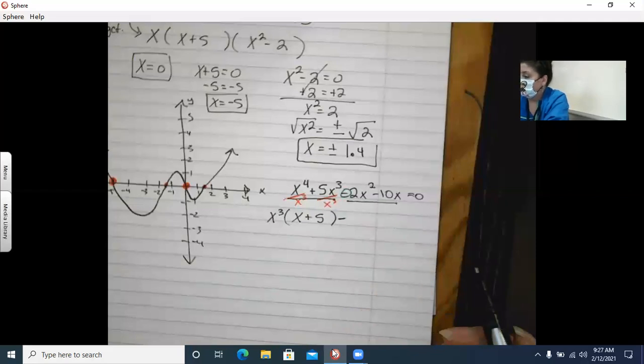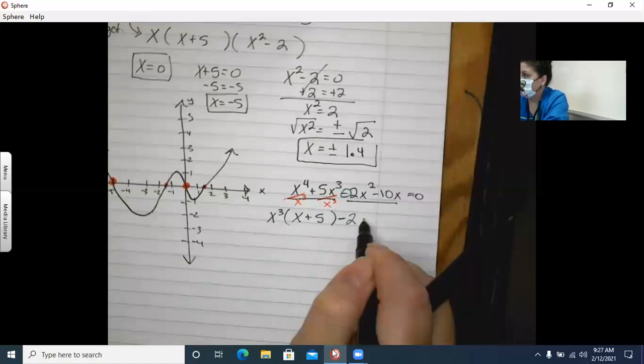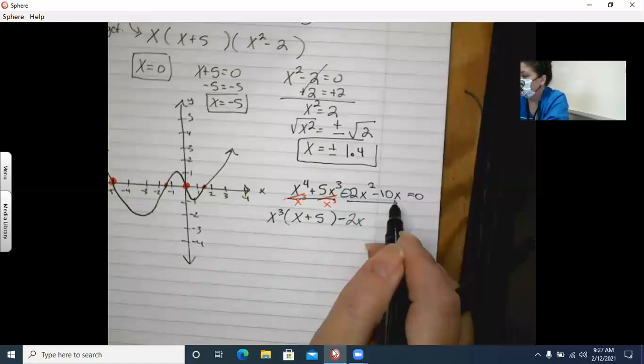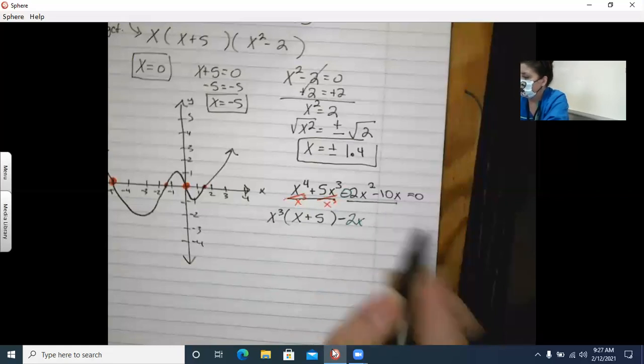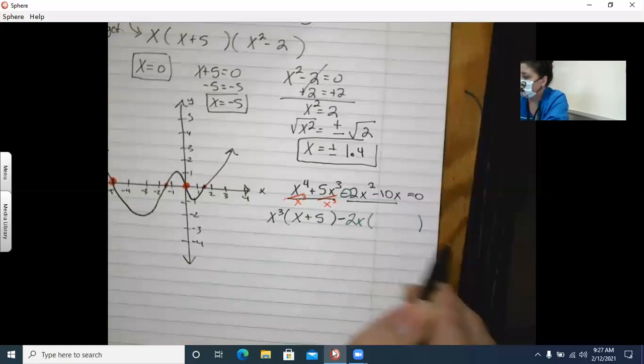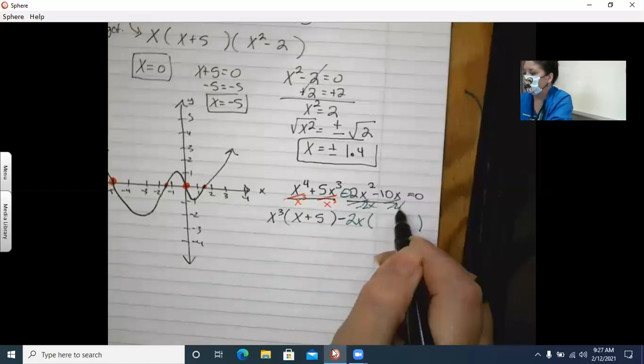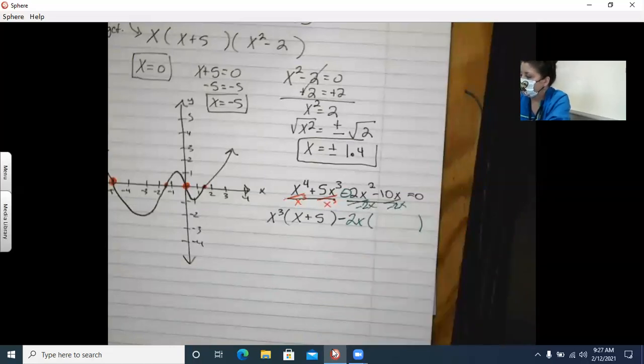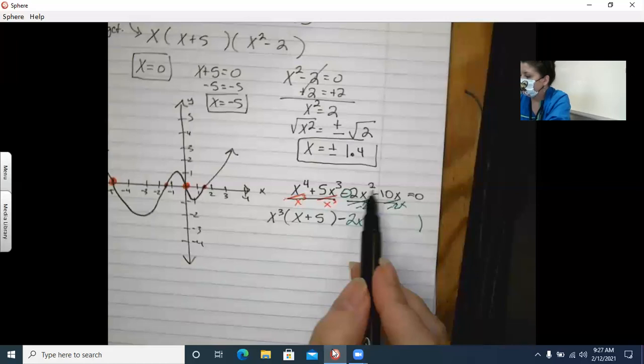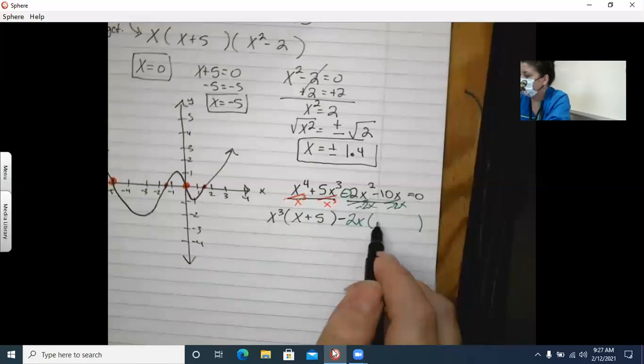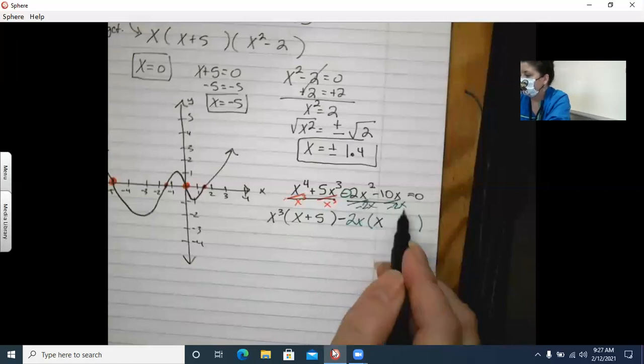And what is the GCF of the second 2 terms? X is part of it. -2x, because 2 divides into 2 and 10 evenly. It's the largest number, and they both have at least one x, right? So I'll factor out a -2x from both of those terms. So -2x squared divided by -2x is positive x. -10x divided by -2x is positive 5.